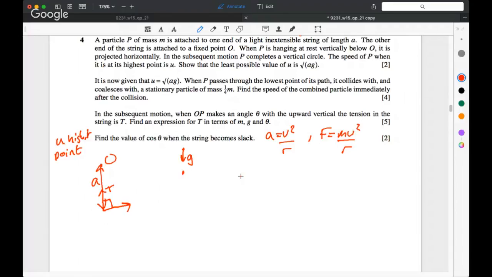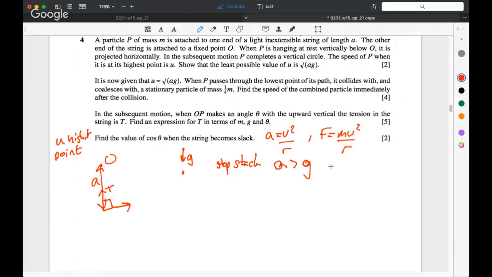So the condition is actually that to stop the string becoming slack, we'll put 'stop slack', we need that the acceleration of the motion is greater than g. If it's less than g, then we're in a problem. We're not going to do circular motion.